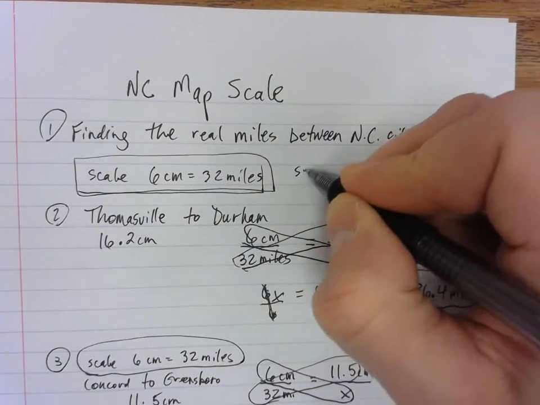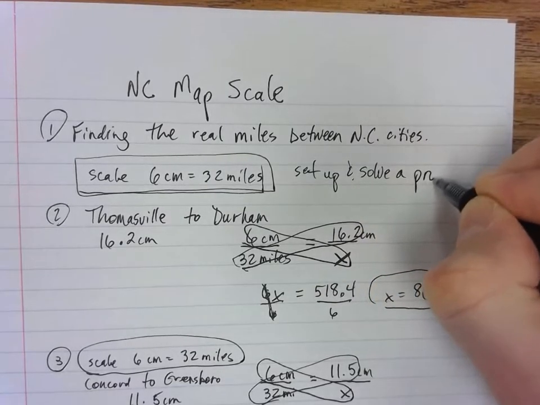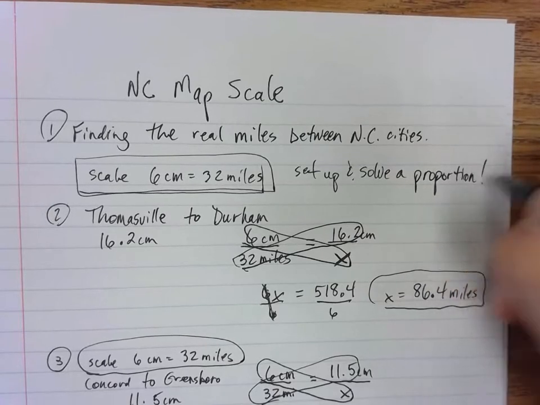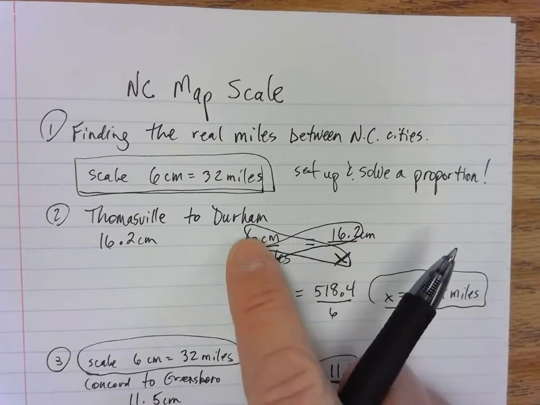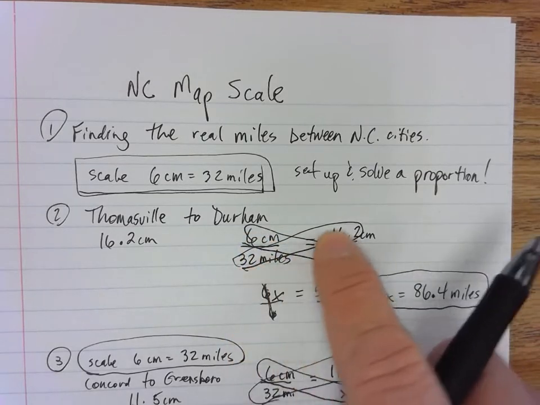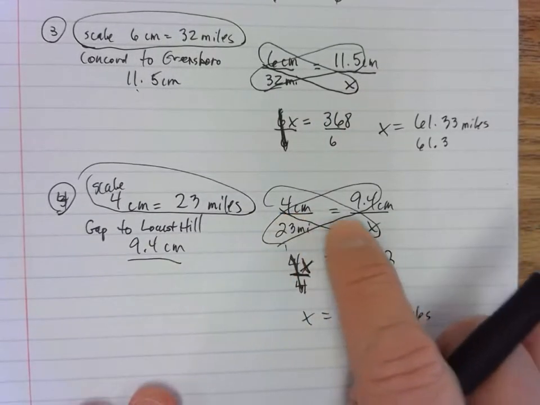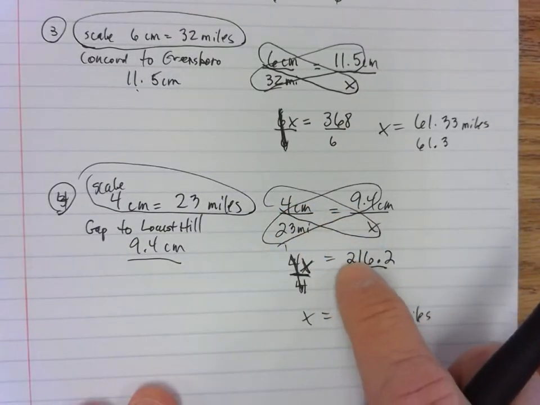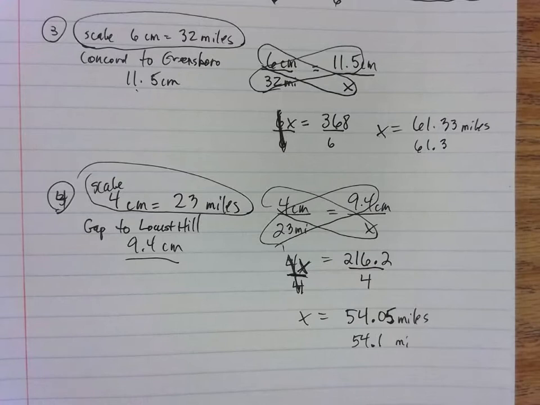Okay, so set up and solve a proportion. All right, so put your scale first. Put your measurement right there, because centimeters is on top there, centimeters on top there. Do your cross products, 6 times x, cross products there, 32 times 16.2. And this last one, of course, we changed the scale. 4 times x is 4x, 23 times 9.4 gave us 216.2. Make sure you set up and solve a proportion to find that space between them cities in real miles.